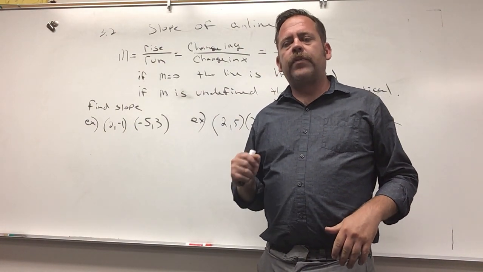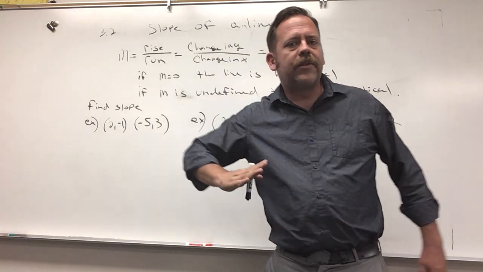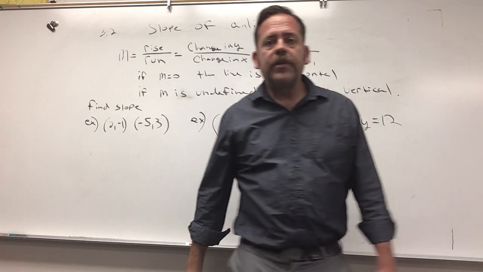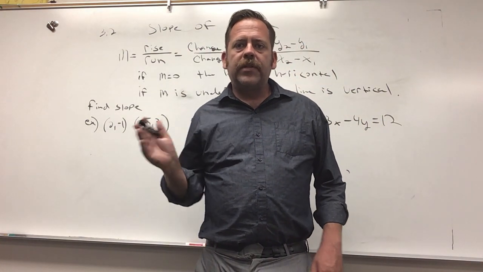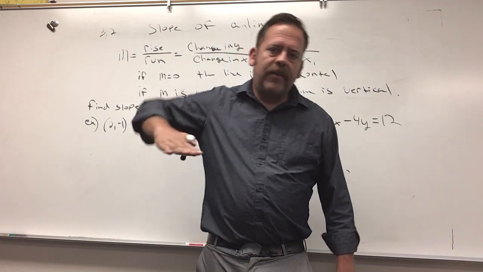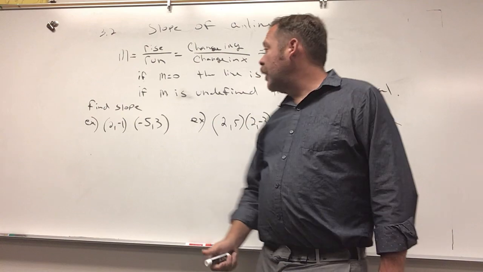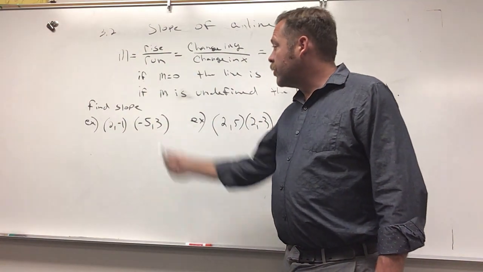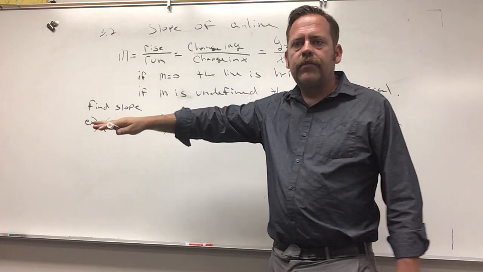If slope is positive, it goes uphill from left to right, so it looks like that. If slope is negative, if we use m for slope, if the m number is negative, it goes downhill like that, right? From left to right, downhill. All right, so if slope is 0, if m equals 0, it's a horizontal line.